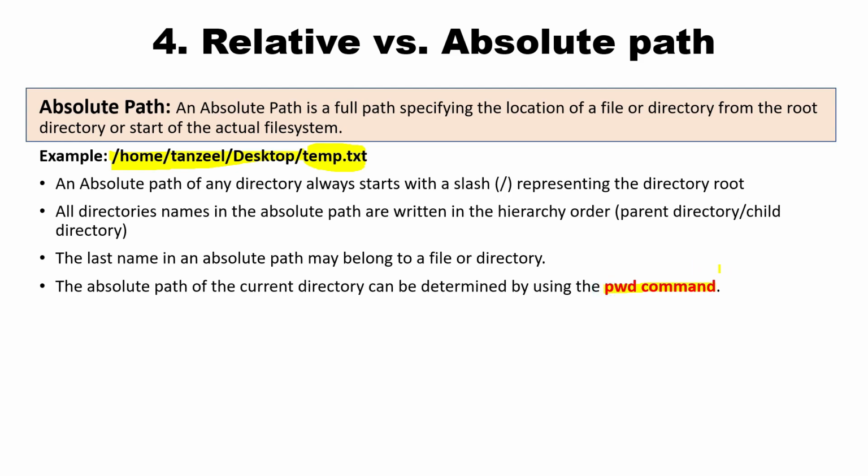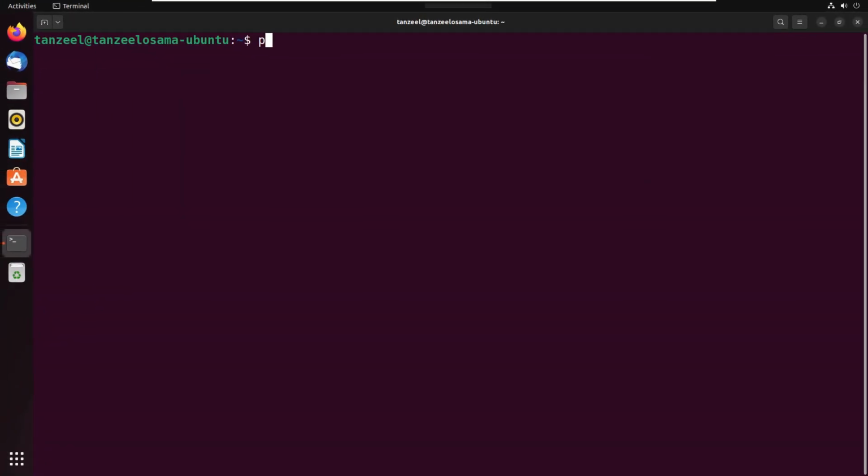So let's see an example. Let's first of all check the present working directory. So I'll just write pwd, and you can observe this is an absolute path because it starts with a forward slash, and it is in hierarchy, which means home is the parent directory of tanzil, and the last name in an absolute path may or may not be a directory. It can be a directory or it can be a file, but except the last one, all the others will be directories only.